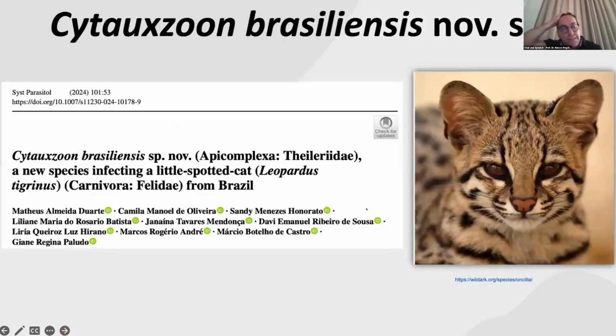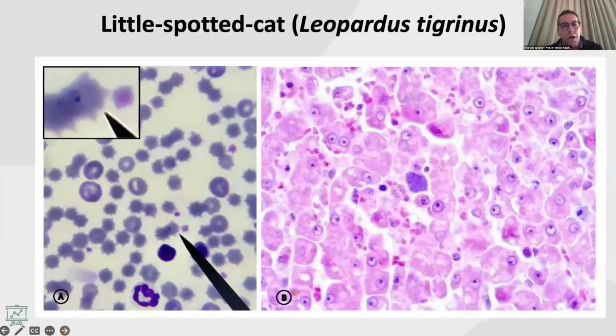So last year, we described a new Cytauxzoon called Cytauxzoon brasiliensis in a little spotted cat in central western Brazil, in the city of Brasilia, which is the capital of Brazil. So right here, you can see the merozoites, which are very pleomorphic, and the schizonts in the liver.